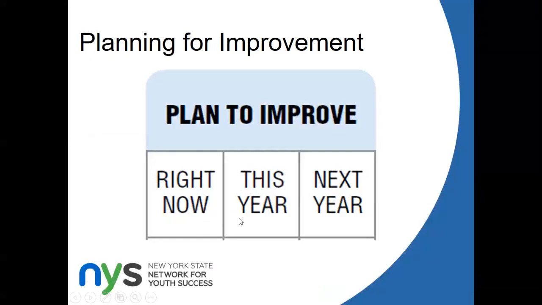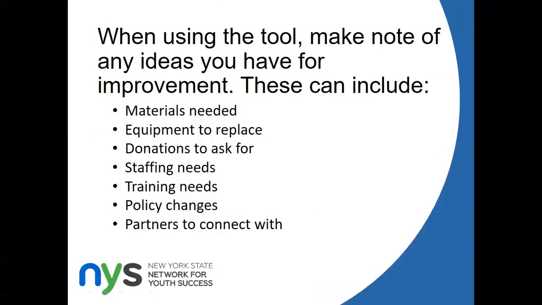So I mentioned before that planning for improvement was that other box on the side that we would talk about. Your choices are right now, this year, or next year. This is a critical part of filling out the tool because this is where you make some decisions about what actions do we need to take. So as people fill out the tool and they're starting to think about what's going on, they're looking at an indicator, they're looking at their program and trying to think about what's going on in my program and how do we deal with it.